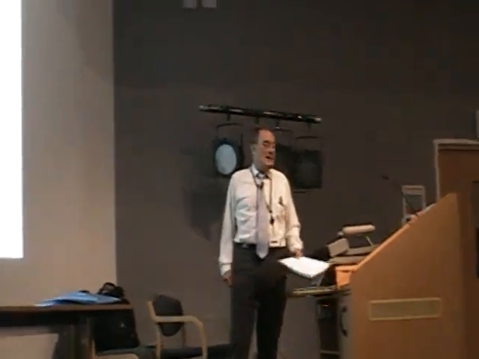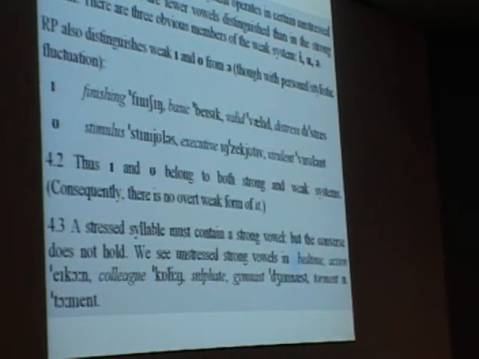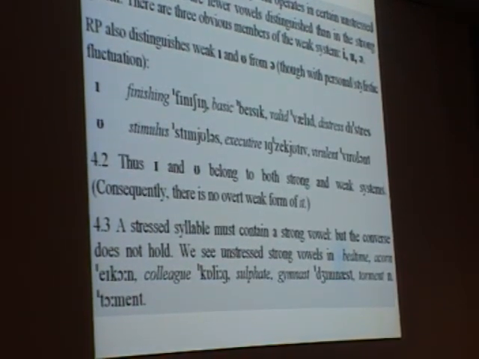I think that means that we have a weak vowel system with five terms in it, therefore. The I, the O, the E, and also E and O. Now, this has implications for words that have weak forms.